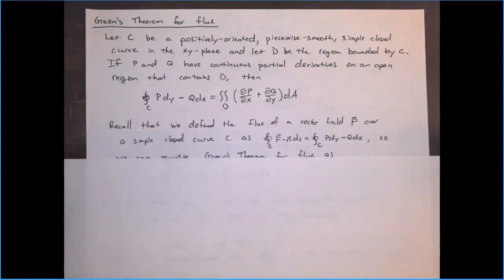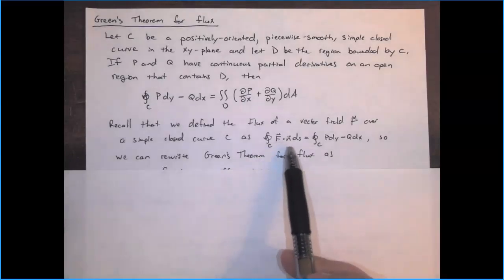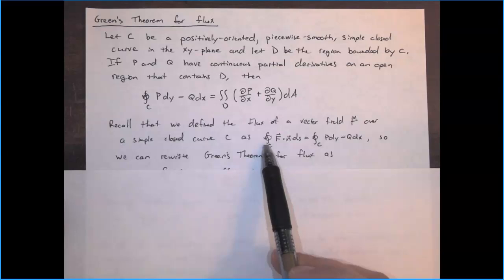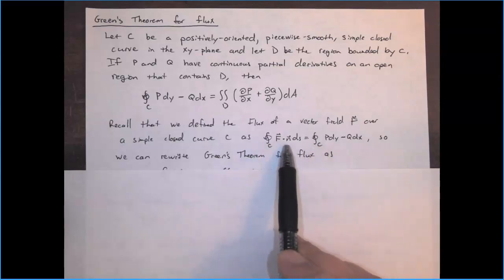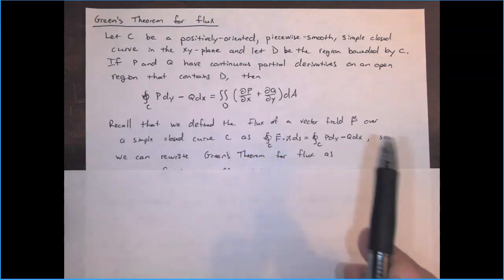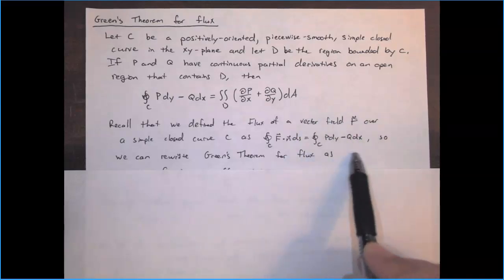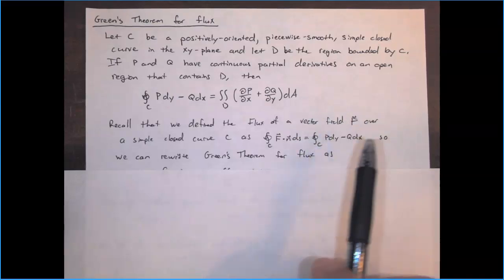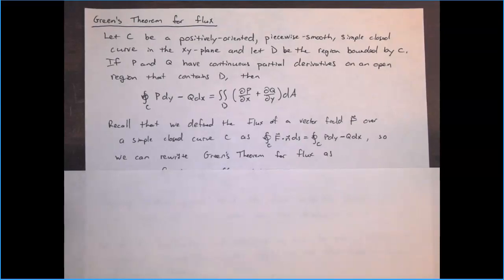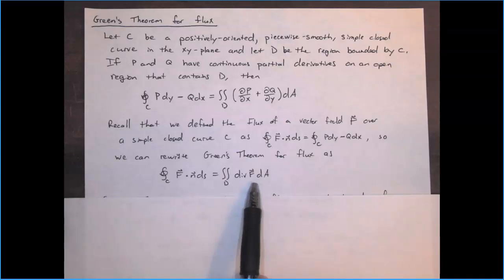Well, if you remember when we talked about flux integrals, we said that the flux of a vector field across the boundary of a simple closed curve was F dot n ds, and then we worked out a different expression for this line integral, and it was exactly P dy minus Q dx. So this is a flux integral. It's the flux of a vector field across the boundary of a simple closed curve with outward pointing normal. And so Green's theorem says that this flux integral is equal to the divergence inside the region.